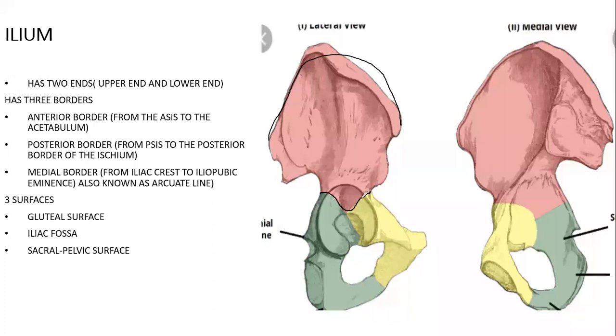The lower end is small and it is the one that will form part of the acetabulum. So it's going to form 2/5 of the acetabulum, while the pubis is forming 1/5, and the ischium forming the lower 2/5 of the acetabulum. Okay, so that is the lower end of the ilium. The upper end of the ilium is going to form the iliac crest. So that part you can see there, if I can change the color. So the upper end is going to form the iliac crest. So this is the iliac crest. Okay.